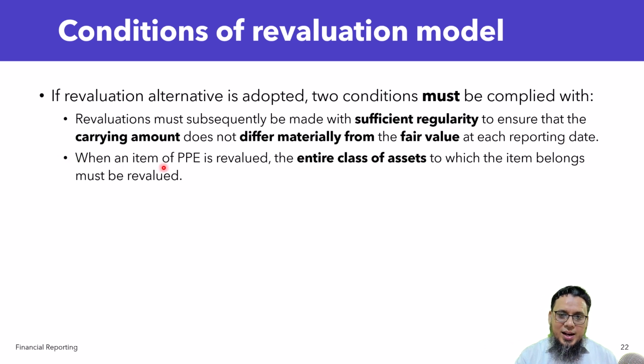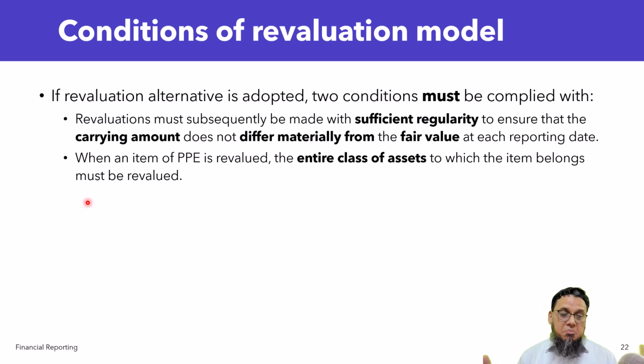Okay, so what's the second condition? The second condition is that when an item of property, plant and equipment is revalued, the entire class of assets to which the item belongs must be revalued. So in the case of, for example, the luxury hotels in Paris and Washington, there are protests going on in Paris, so the property values might be adversely affected.